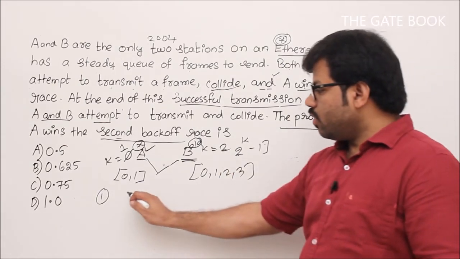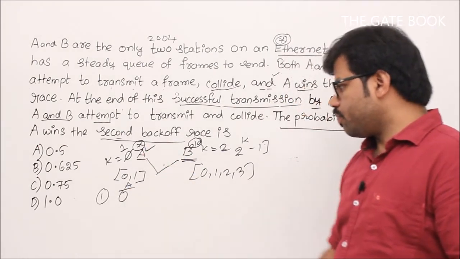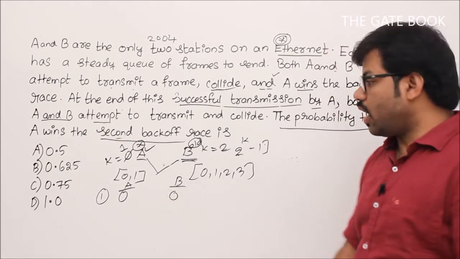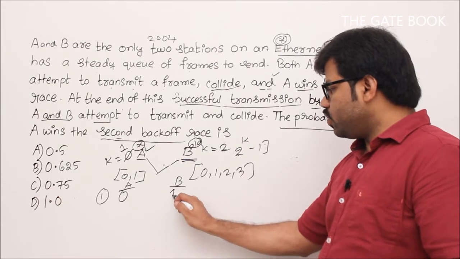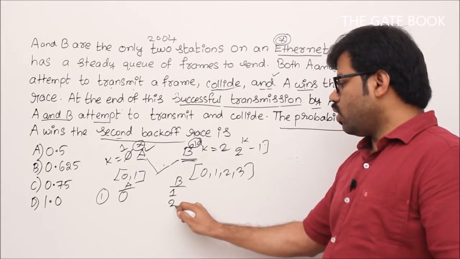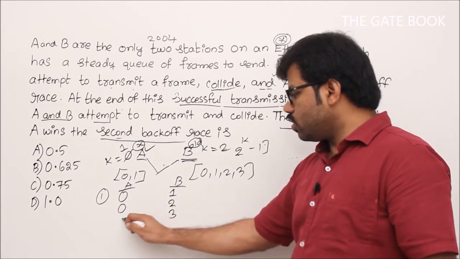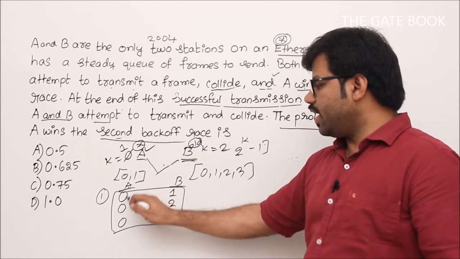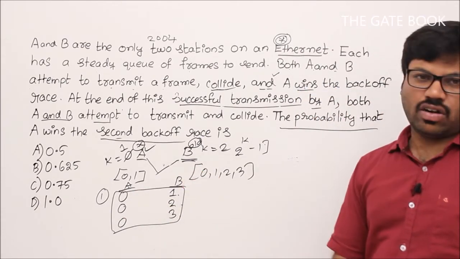Definitely for that we'll see the cases. What if A chooses 0 and B chooses 0? It will be a collision. It should not happen because A should win the game. For that, B should pick 1 or 2 or 3. I am listing out all possibilities. So (0,1), (0,2), (0,3) are the possibilities where A definitely wins the game, because A is sending immediately, and B is waiting for 1 slot or 2 slots or 3 slots.